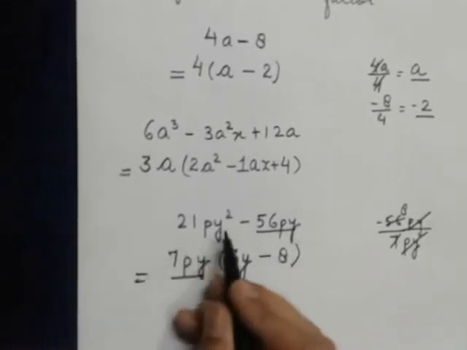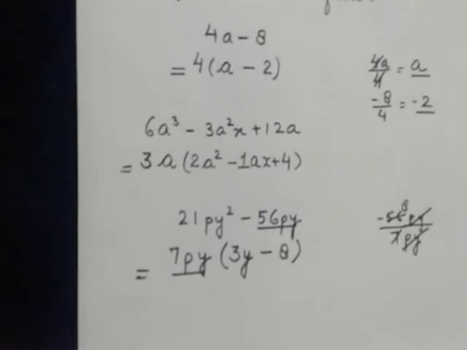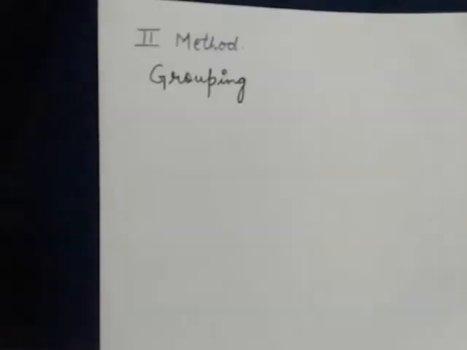So 21 py square minus 56 py. Factorization of this gives us 7 py into 3y minus 8. That is, it has been expressed as a product of two terms. This is the first method of factorizing an algebraic expression, that is by taking out the common factor.